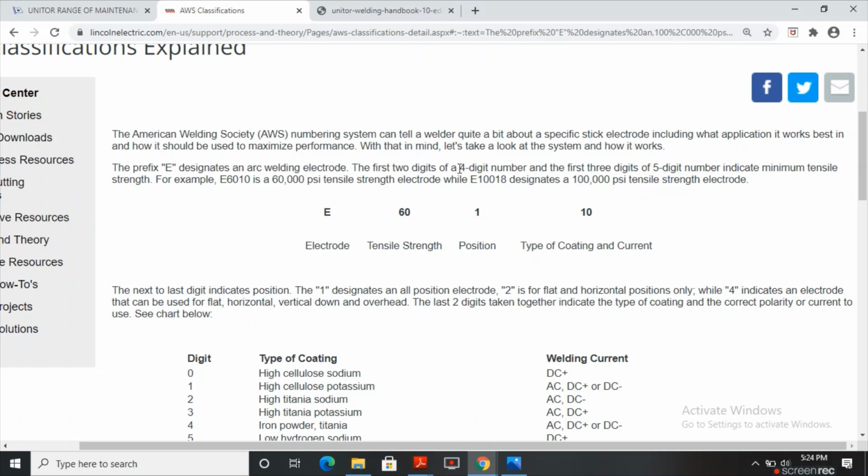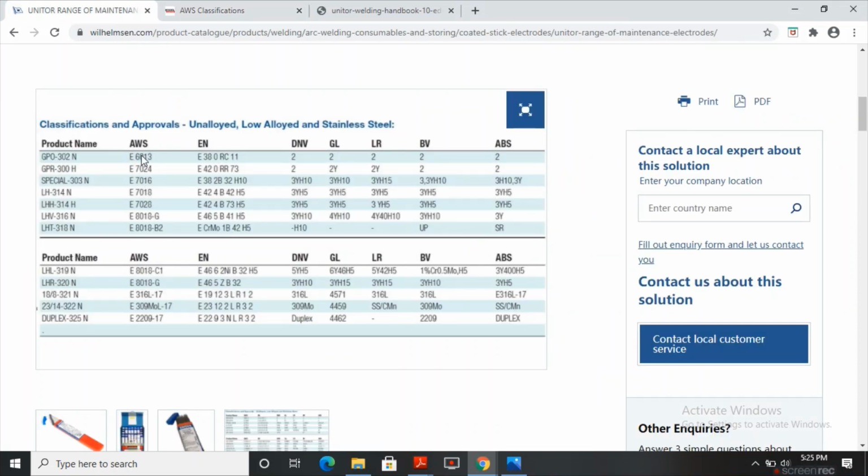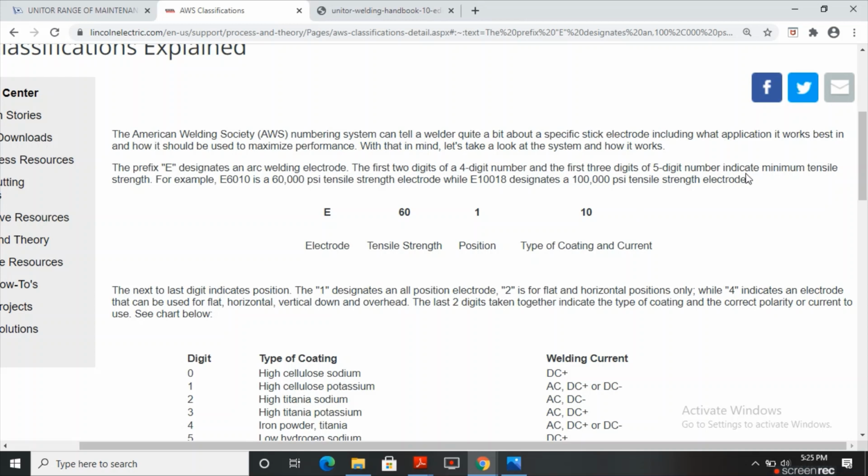And the first two digits of a 4-digit number, for example E6013, it has 60, and the first 3 digits of a 5-digit number. Here E6013 is a 4-digit number, hence the first 2 digits are 60. And suppose it is some 5-digit number, suppose 60131, then the first 3 digits indicate the minimum tensile strength in PSI.